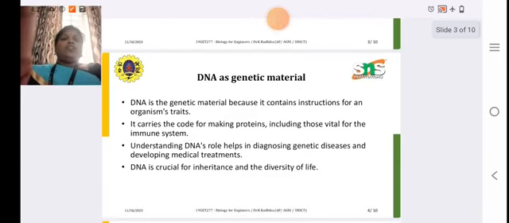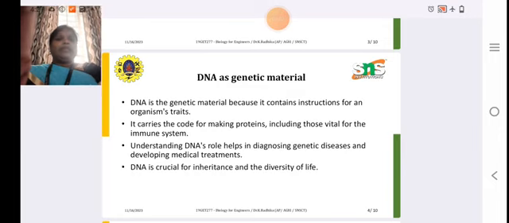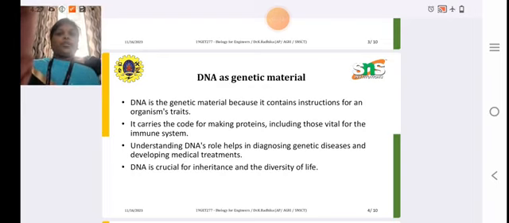Then, first of all, let's see DNA as genetic material. How is it possible? DNA is a genetic material because it contains instructions for an organism's traits. It carries the code for making proteins, including those vital for the immune system. Understanding DNA's role helps in diagnosing genetic diseases and developing medical treatment. So, DNA is crucial for inheritance and the diversity of life.